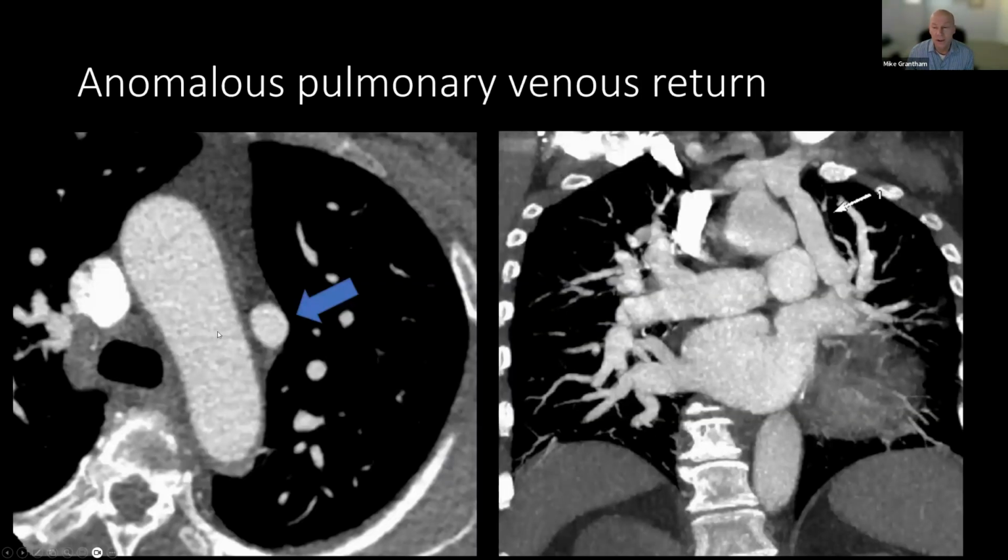Anomalous vessels, of course, anomalous coronary arteries, some of them with malignant courses, we picked up. This patient had partial anomalous pulmonary venous return. We picked up a few of those. If you had done traditional testing, you would have likely missed them.